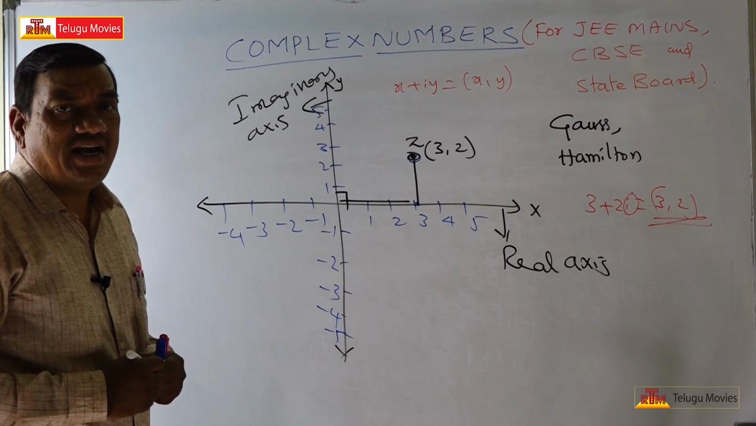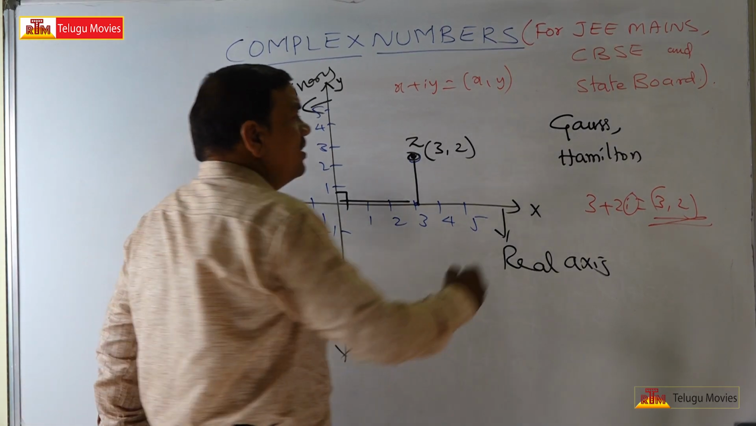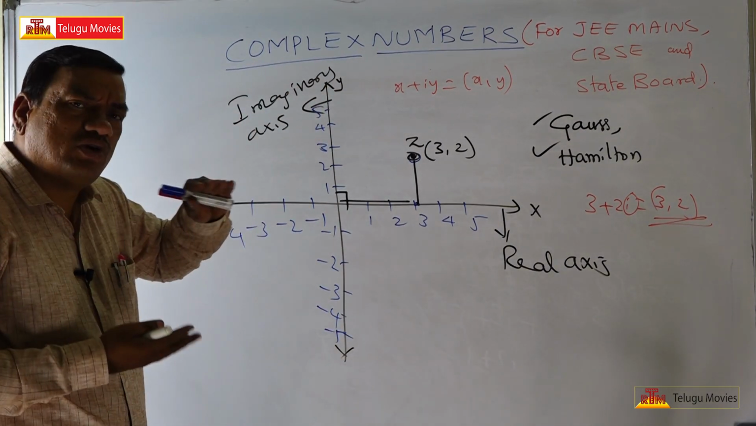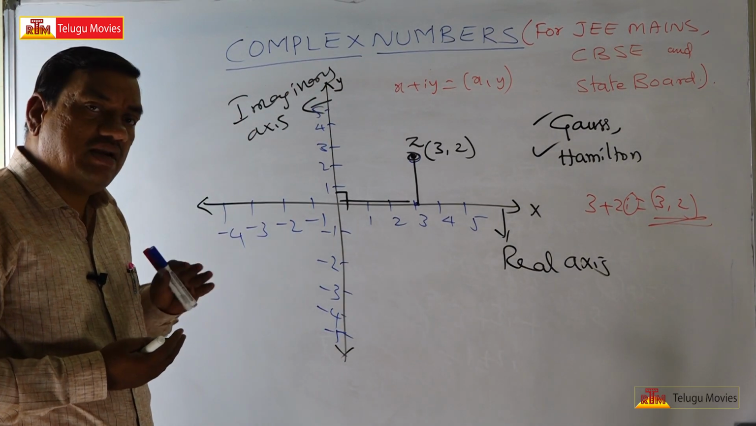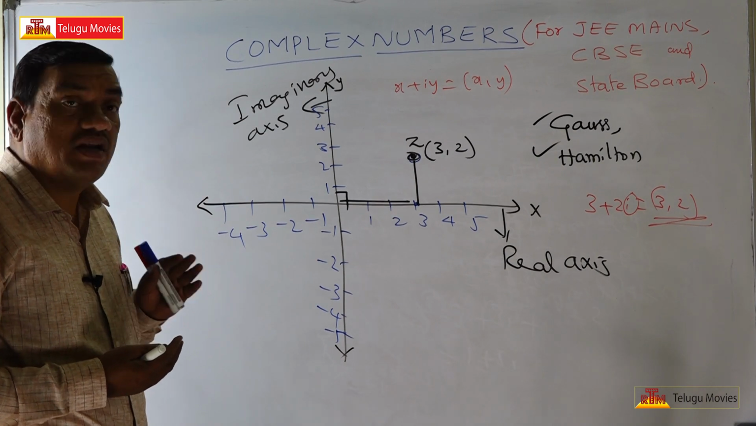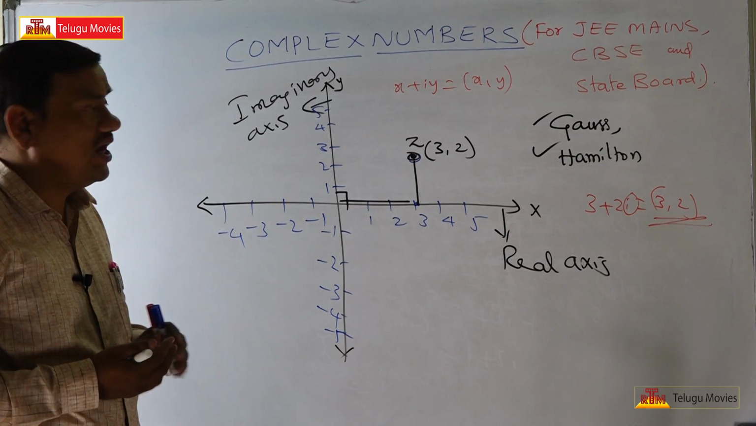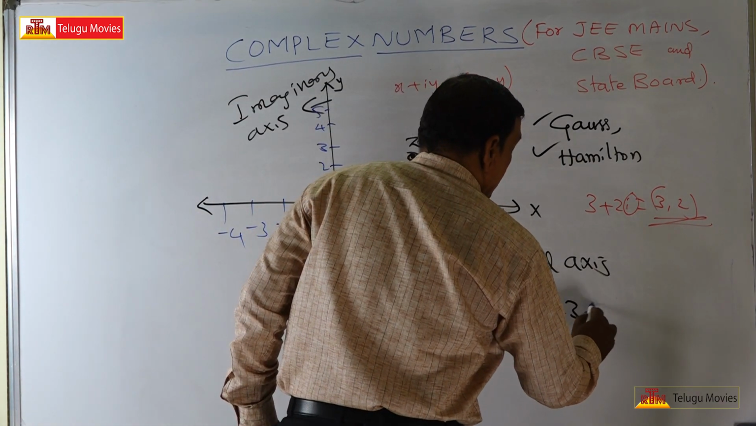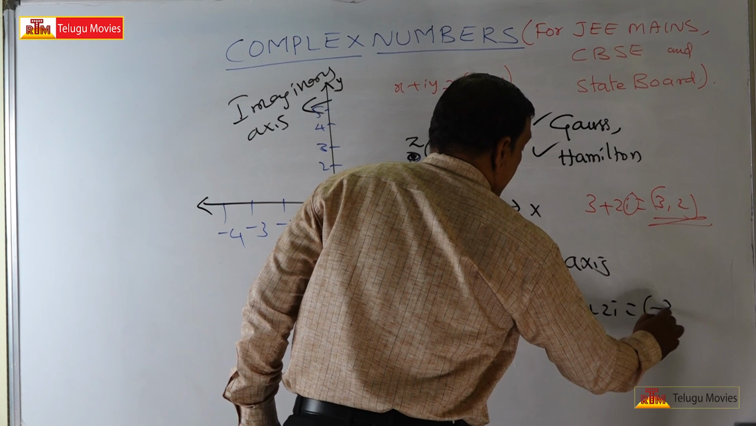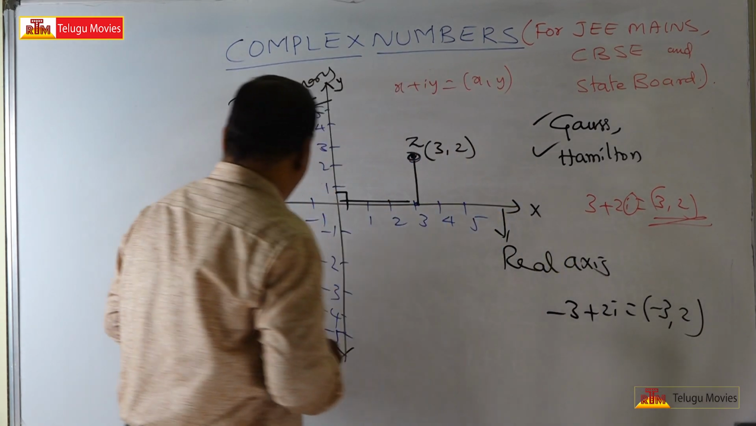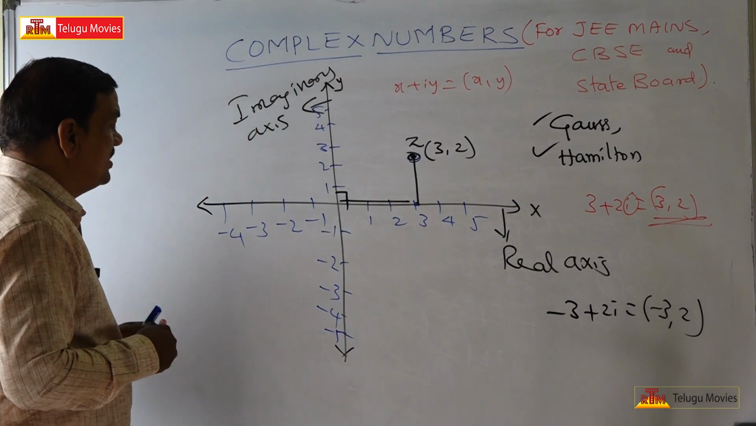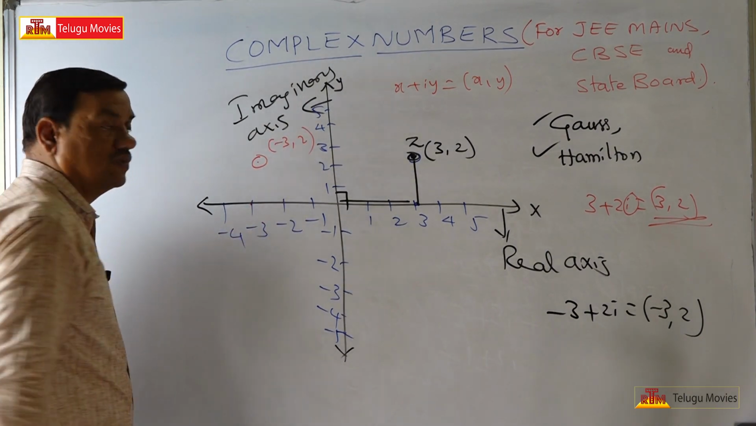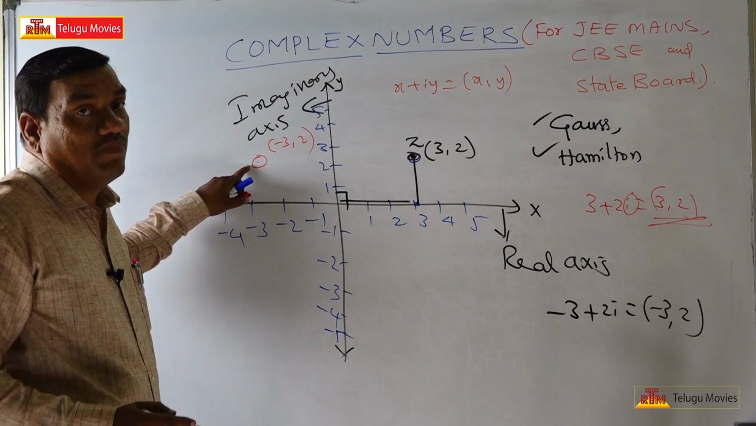This great idea was first given by Gauss and Hamilton, almost simultaneously. Both mathematicians got the same idea to represent a complex number in a two-dimensional plane. Now, after any number you can write, for example, minus 3 plus 2i. So this is minus 3 comma 2. Where is minus 3 comma 2? Yes, it is minus 3 and 2. That point represents a complex number.